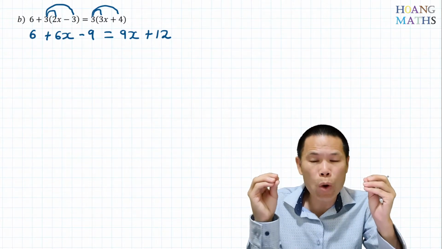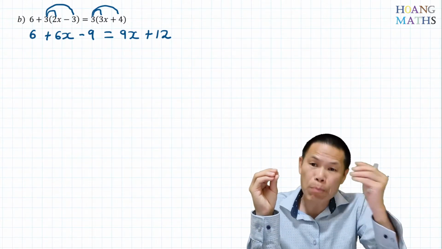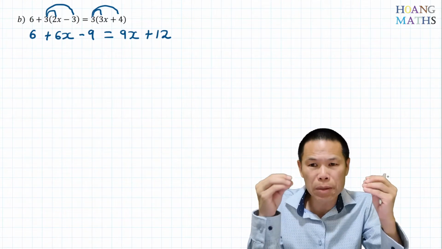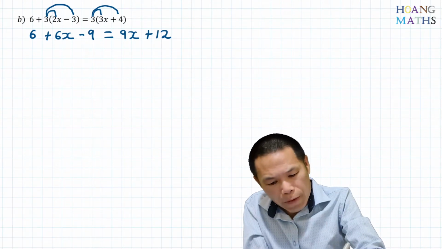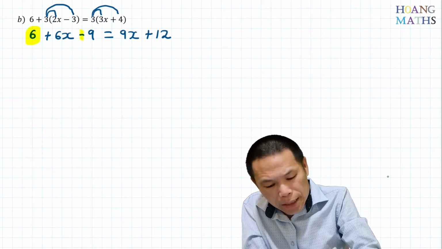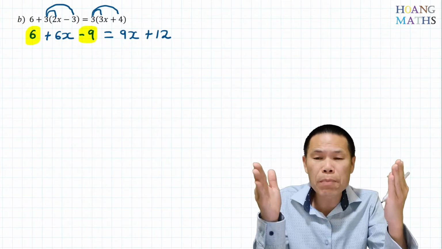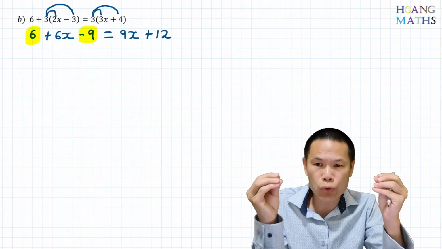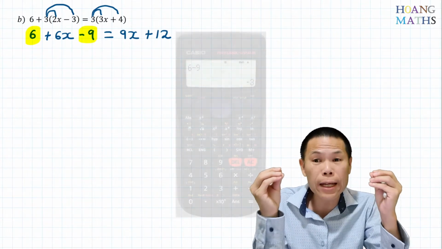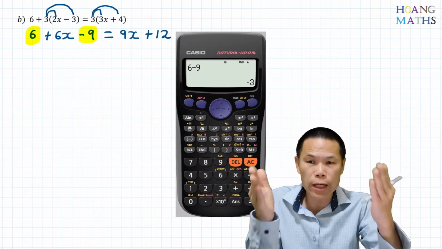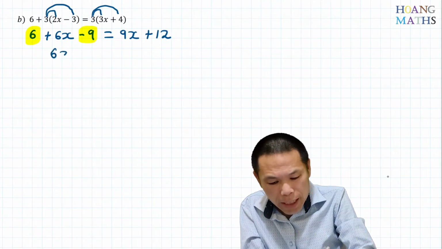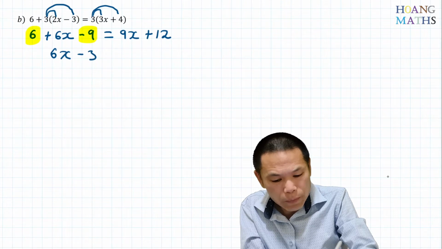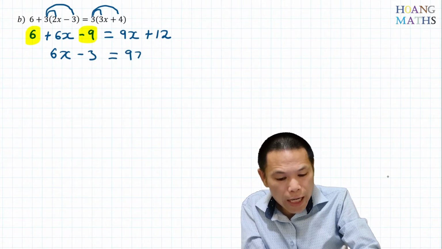So now it's easier if I simplify first. Otherwise, you can move the letter on one side, number on the other side, still okay. It's a bit messy, that's all. So I'm just going to simplify first. We have 6 minus 9. 6 minus 9 is negative 3. Otherwise, you can just put it in a calculator, 6 minus 9, and it gives you negative 3. So I write the 6x down first, and then minus 3. That will give me 9x plus 12.